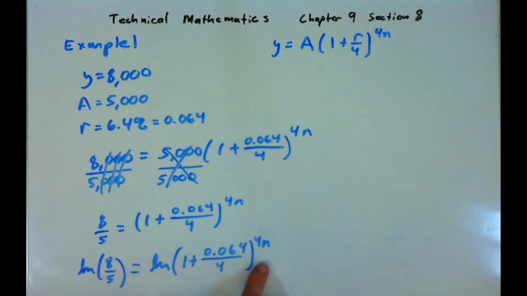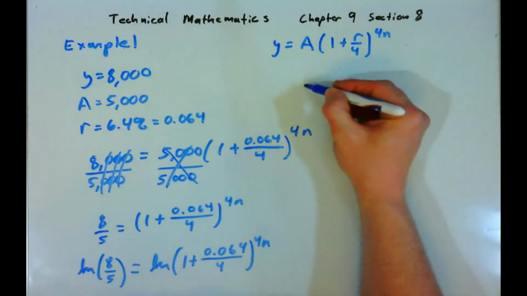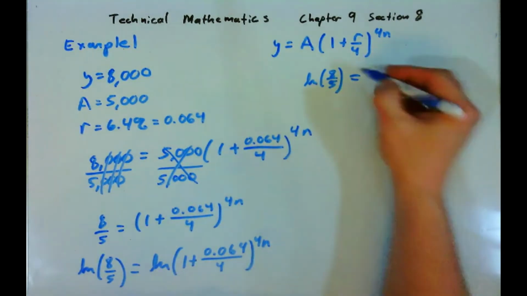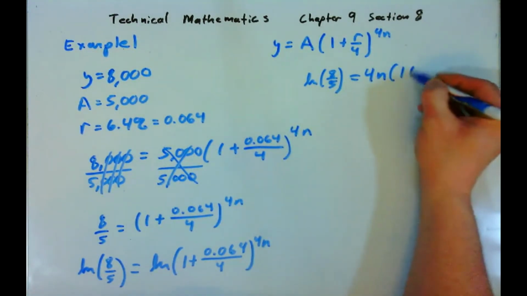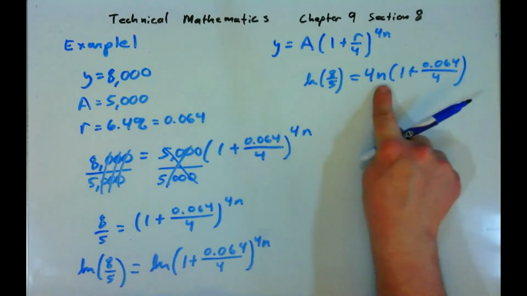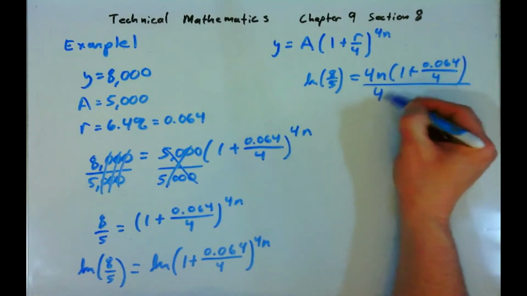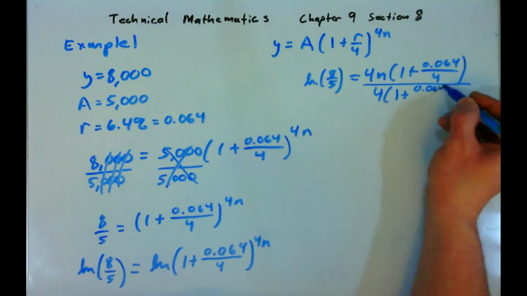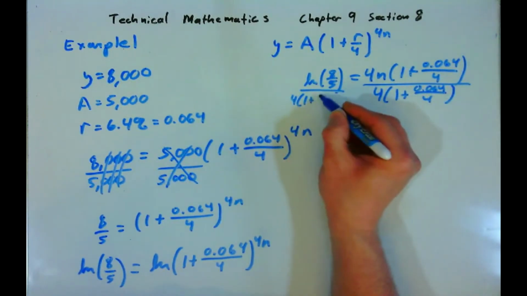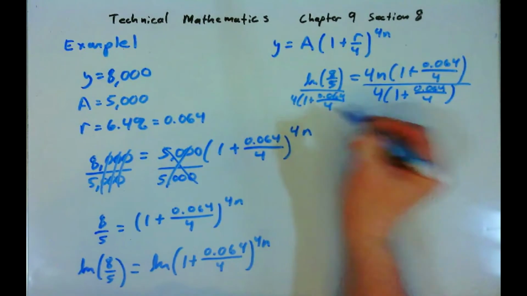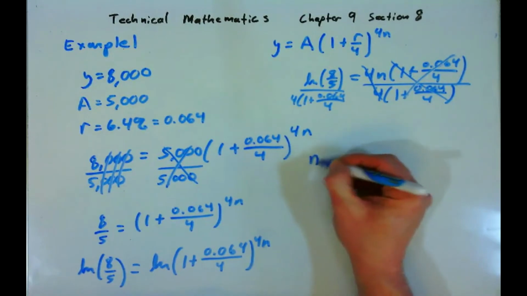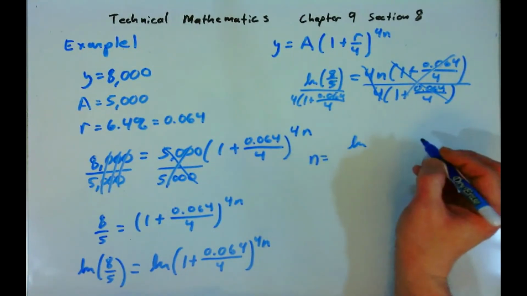And so now I can bring the 4n out because I've taken the natural log of both sides. And so we get the natural logarithm of 8/5 is equal to 4n comes out times 1 plus 0.064 divided by 4. Now I can solve for n by dividing by 4 times 1 plus 0.064 over 4 on both sides, so that the 4 cancels and everything in the parentheses cancels, so we'll be left with n. And so n will equal the natural logarithm.